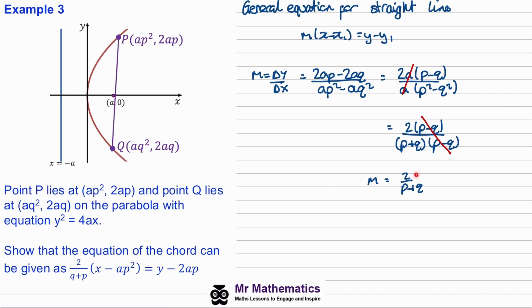And then we can substitute this into the equation for a straight line. Then we can use ap squared as our value for x1 and 2ap as our value for y1. And this is the equation of a straight line that we were asked to show here.